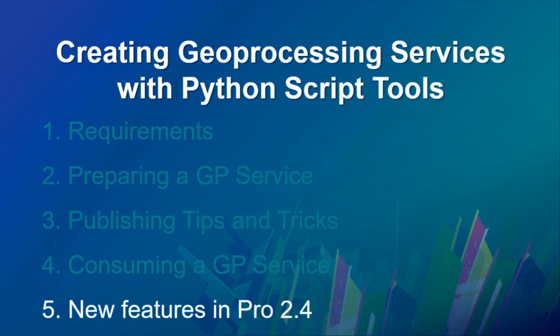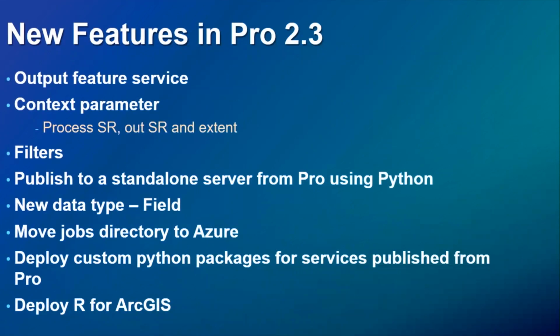Now I want to talk about, lastly, what's new in Pro 2.3. These features will also be in Pro 2.4. In Pro 2.3 we have introduced a few new features, and all of these require you to publish from Pro 2.3, or use the Python environment from Pro, and publish to a 10.7 server.